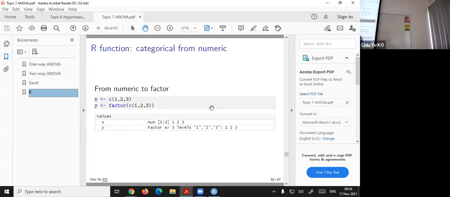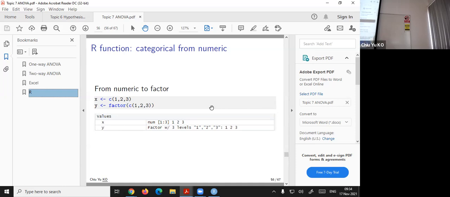So you can see the numbers are 1, 2, 3. If you connect to group 1, group 2, group 3, you call factor on this. You will see R will tell you this is a factor. And because of the factor, you can do Anova. It's not a number, it's group 1, group 2, group 3.